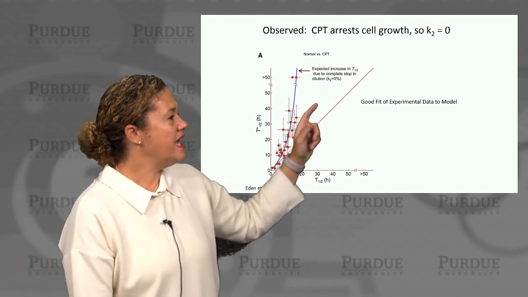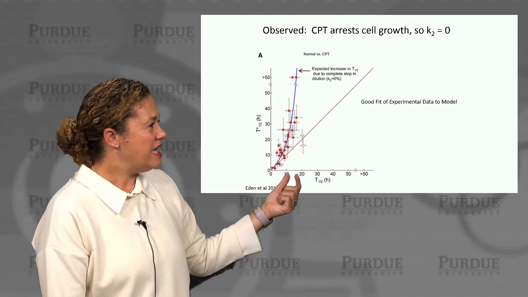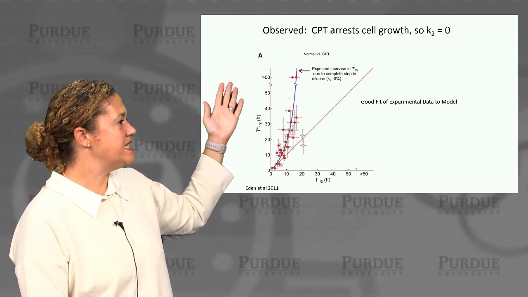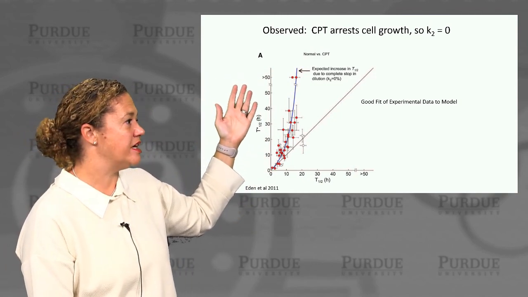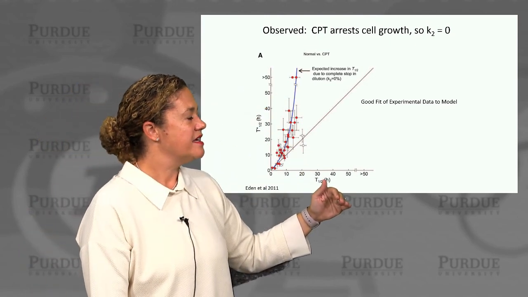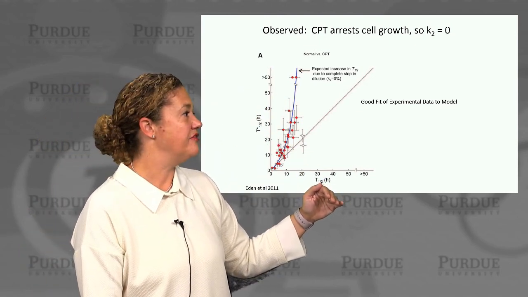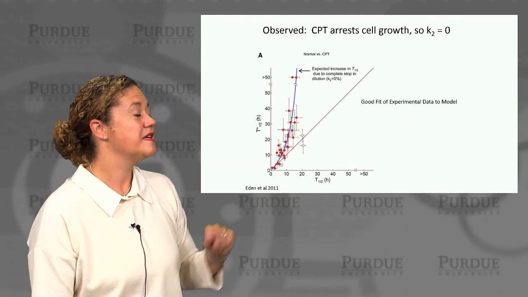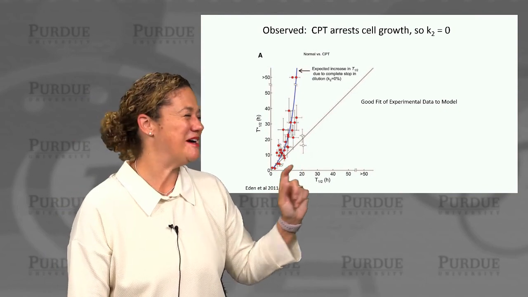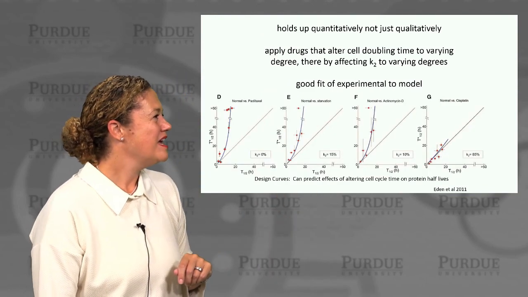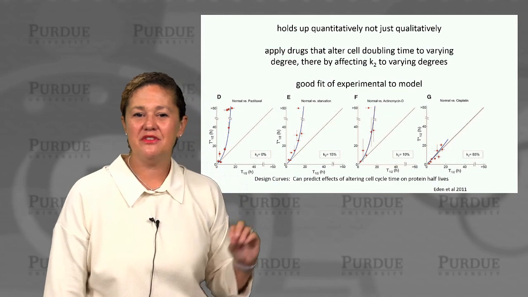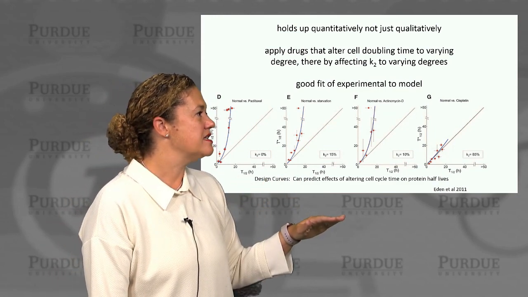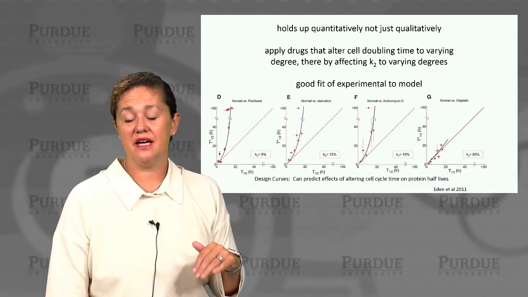And so again, if we look at what the predicted is and the measured is after drug treatment versus the initial half-life of the protein, we get a good fit to the experimental model. Experimental data gives a good fit to the model, excuse me. And this holds up qualitatively and quantitatively as we look across a range of different K2 values.